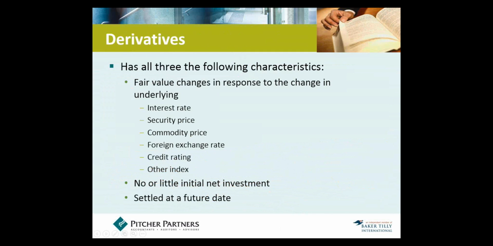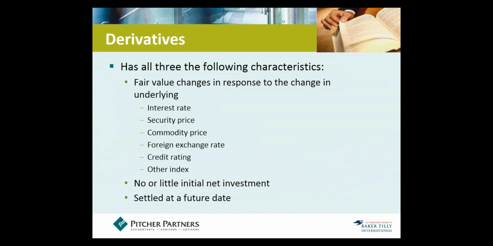Now, derivatives have all three of the following characteristics. The fair value of a derivative changes in response to a change in an underlying, either an interest rate or security price, so that's a price on the stock exchange, a commodity price, for instance gold or iron ore, a foreign exchange rate, a credit rating, or some other index.